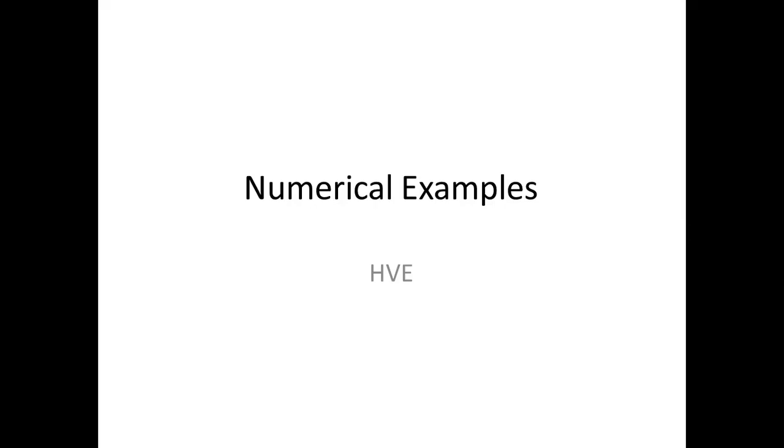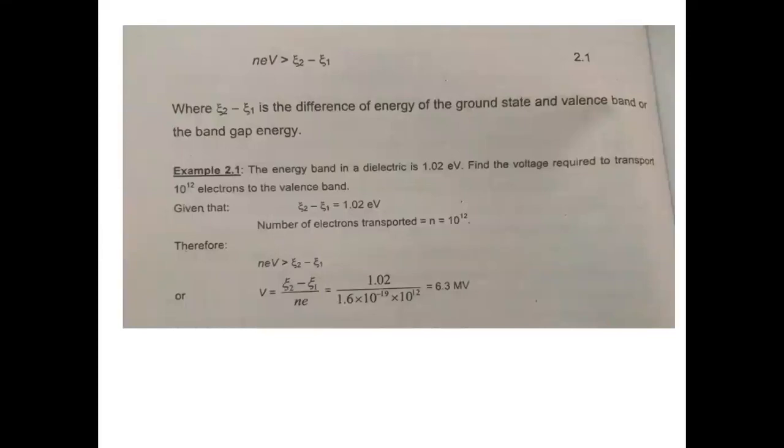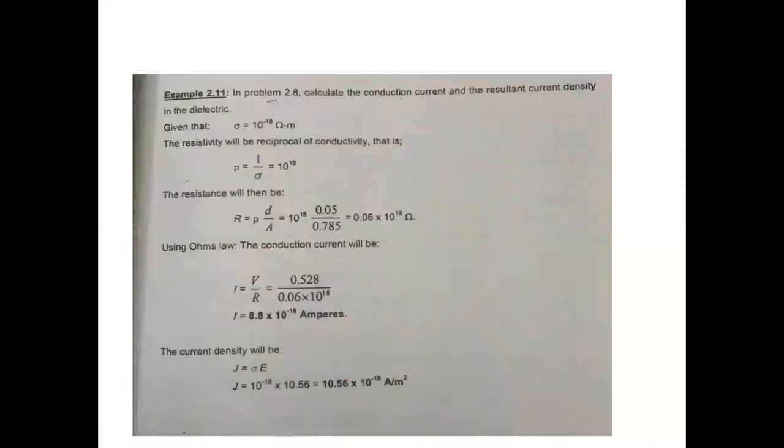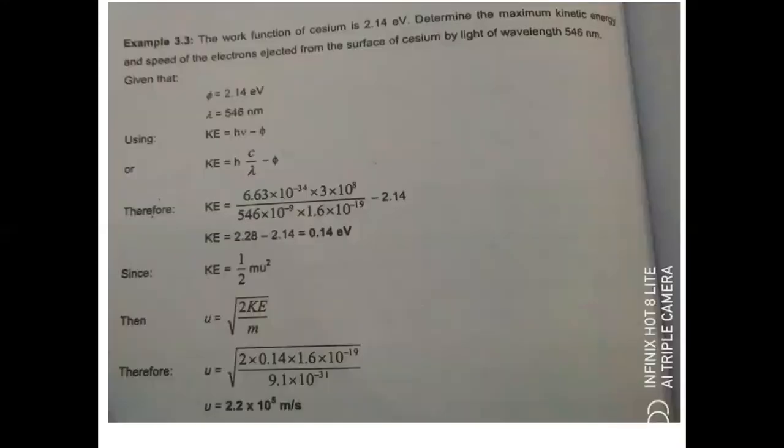Okay, now a few examples related to the previous chapters. These are actually the solved examples of the book which we are following, and these are very short numericals. This is the short example. Look, two to three lines solution for each example.